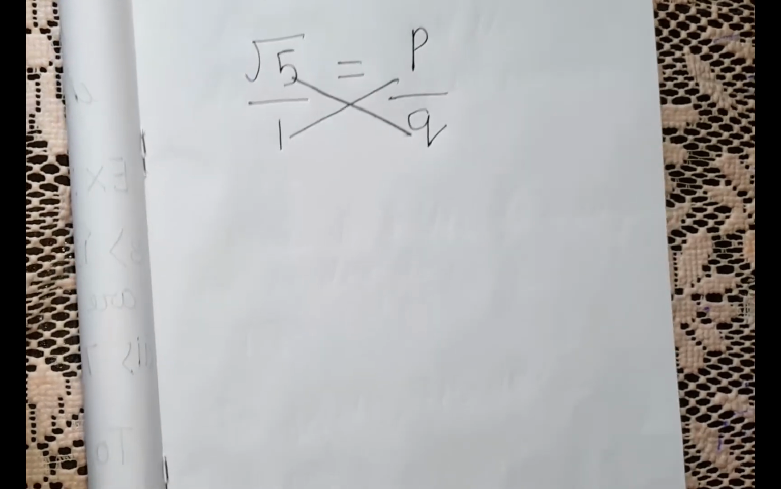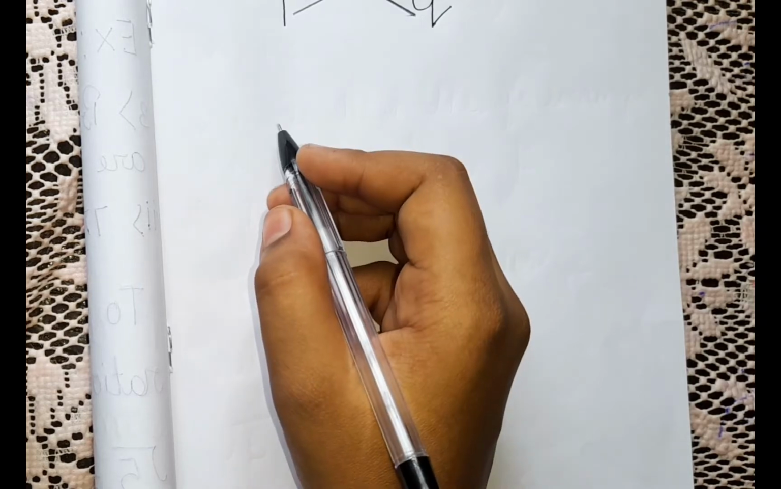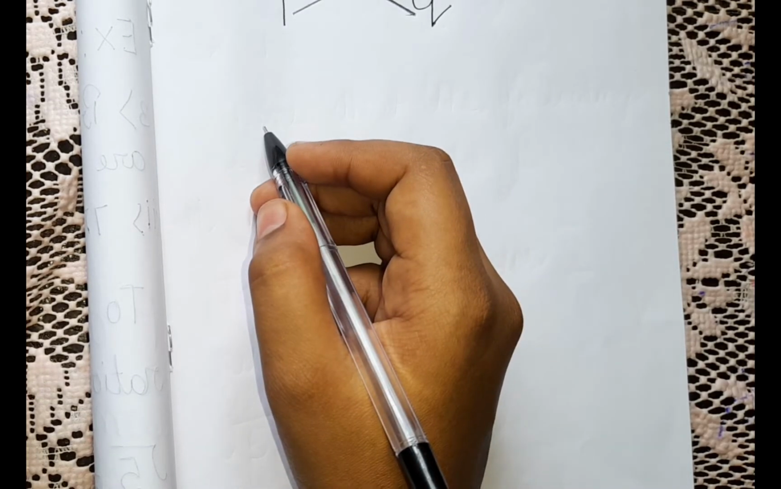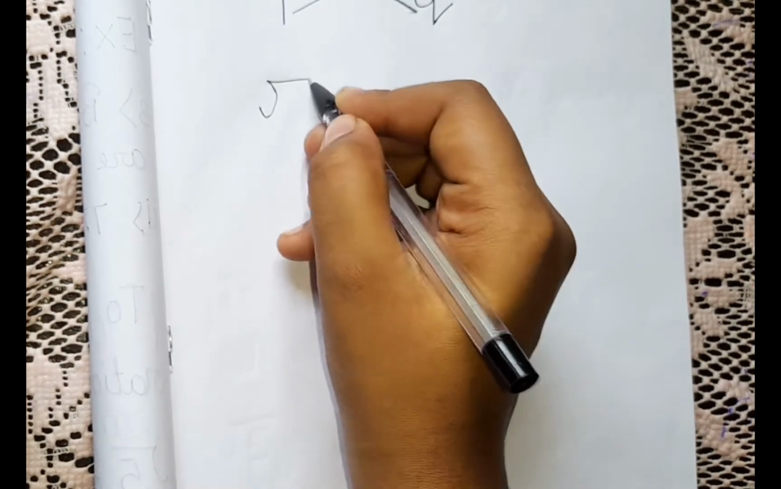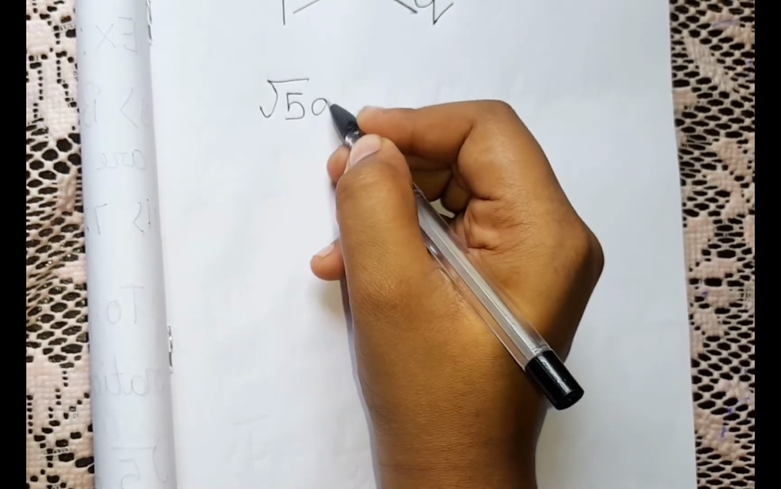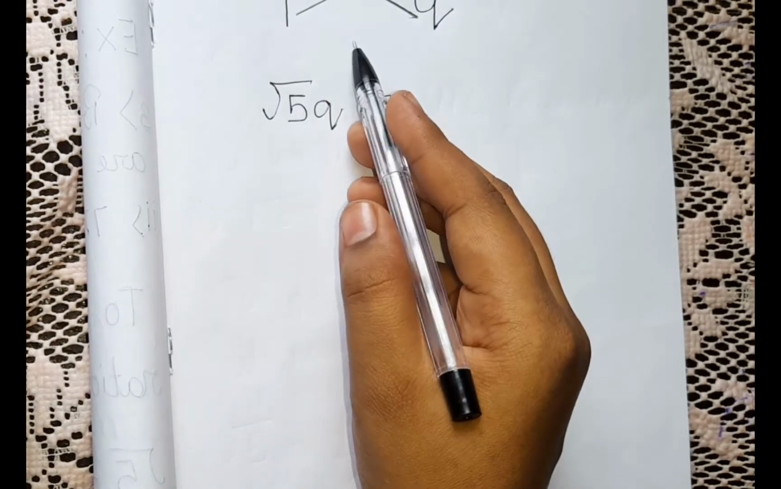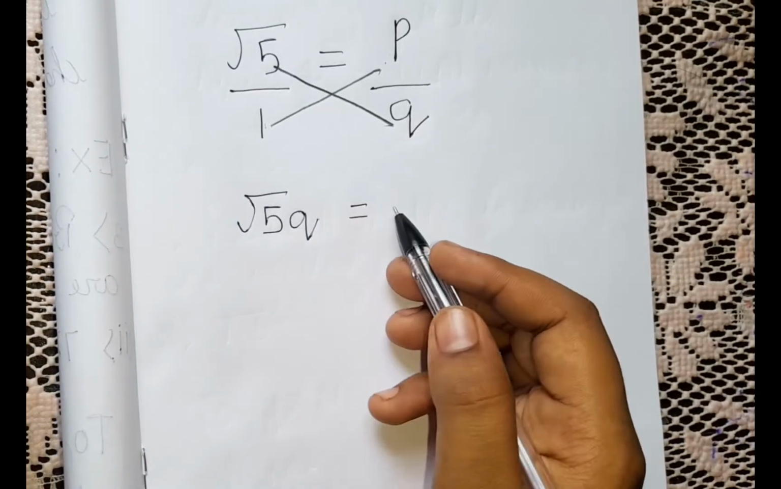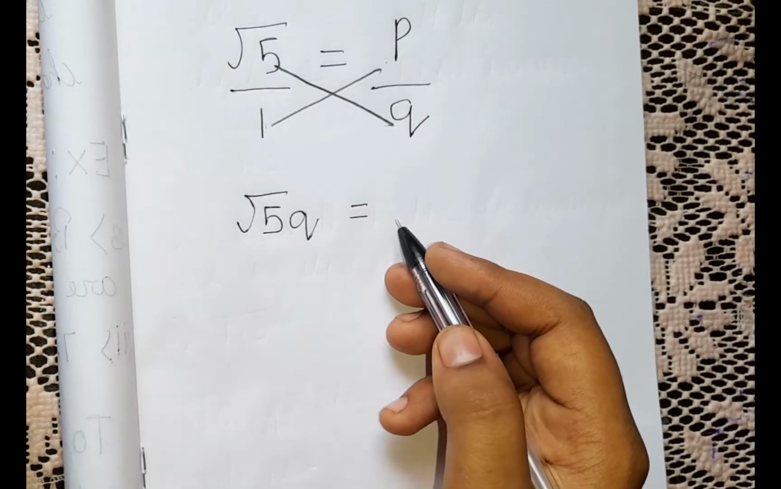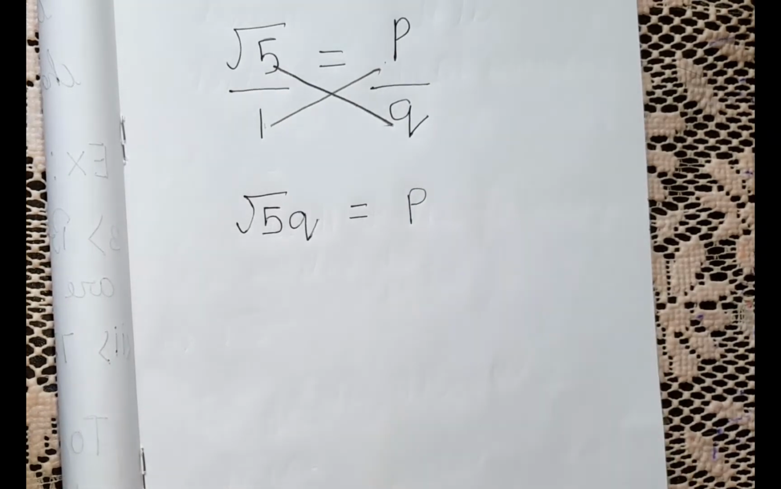So now what's the answer? Root 5 into q is root 5q. So we shall write root 5q is equal to 1 into p, which is 1p. If you write p also, it means 1p. So let us write p as it is.